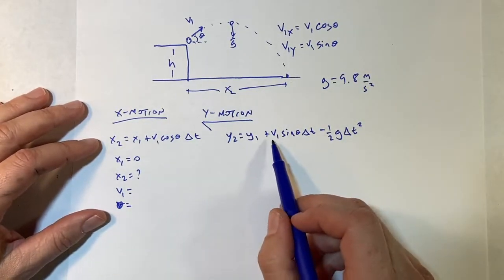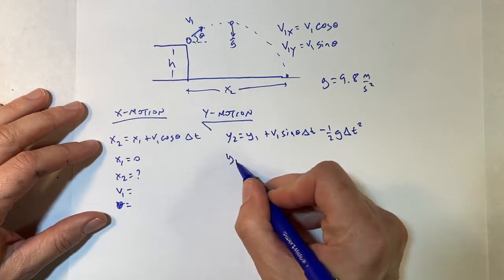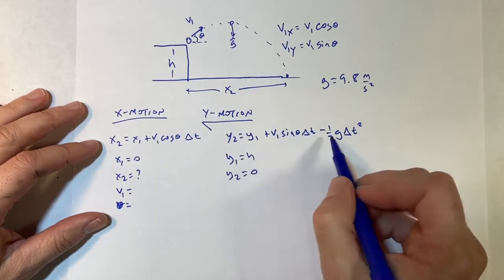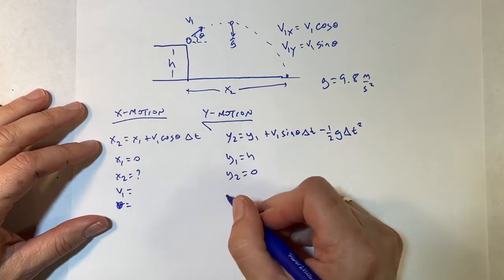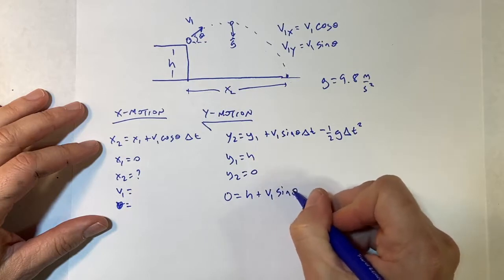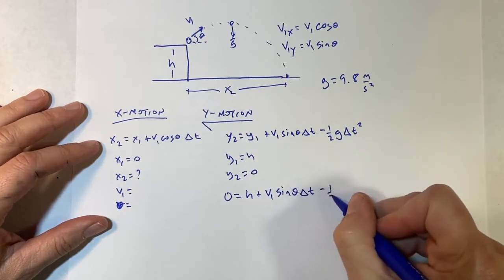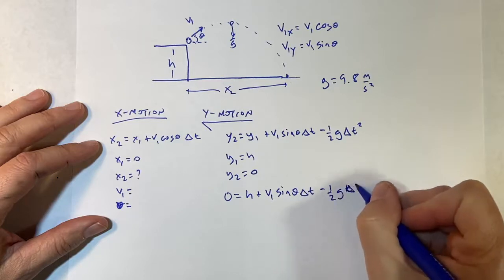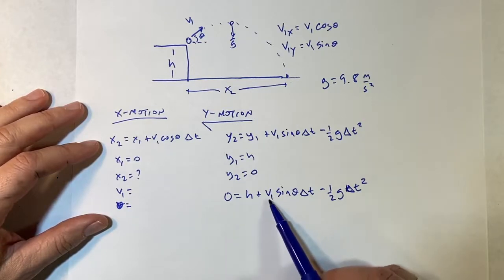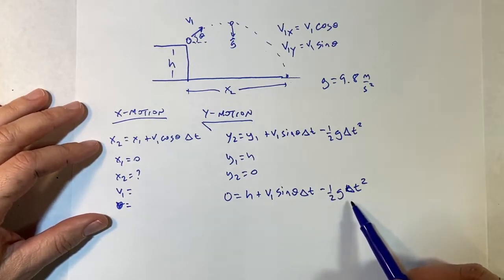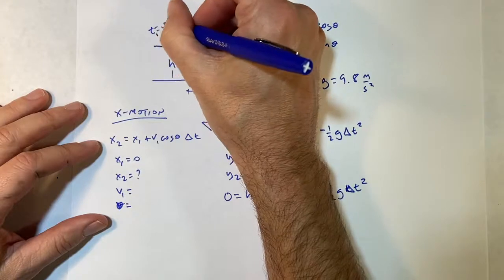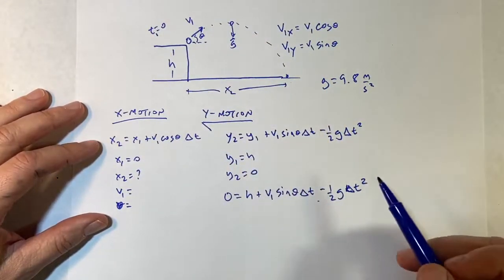Okay, now what do I know? I know y1 is h, y2 is 0 because it hits the ground, and I know v1, and I know all that. Okay, so let's just write this equation. It's going to be 0 equals h plus v1 sine theta delta t minus 1/2 g delta t squared. Now I know everything in this equation, supposedly. I know h and v1 and theta and g. I don't know t. And I can just call this t now, because if I say t1 equals 0, then the final t is this t.